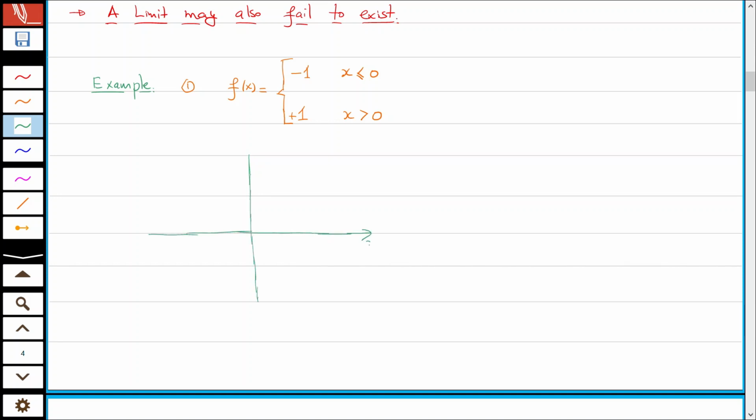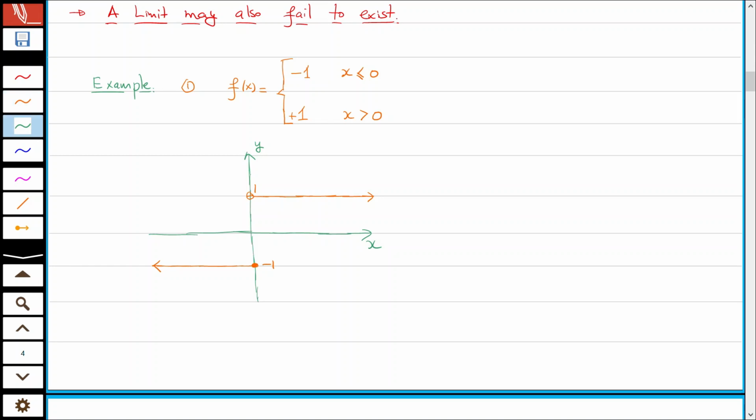If these are our coordinate axes, if x is less than or equal to 0, the value of the function is -1. That means it has a constant value of -1, including at 0. I'm going to put a dark circle here, when my x is less than 0. But when my x goes bigger than 0, when my x is positive, the function jumps to +1. It goes to a value +1 and then stays there. It's a constant value. The function doesn't change that value.